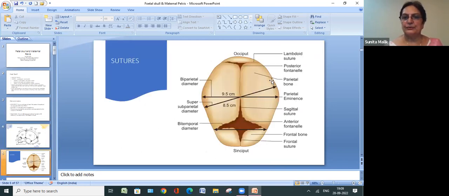So coming on to next. This is again to show you an end-on view. These are the two parietal eminences. So from the sides, this area between the two is, in a fully flexed head, the area which is going to present.